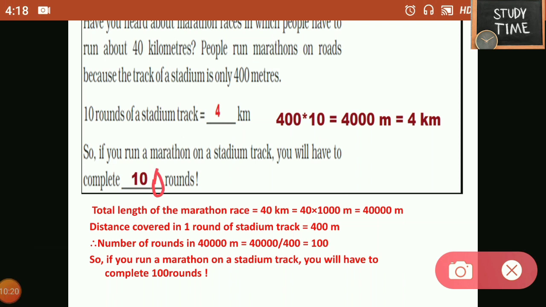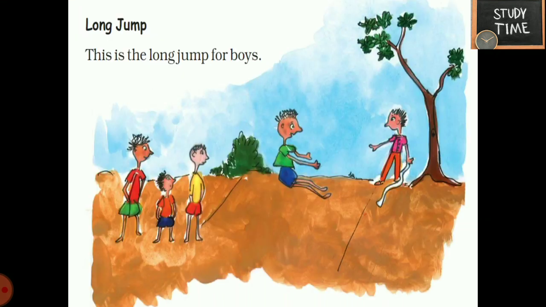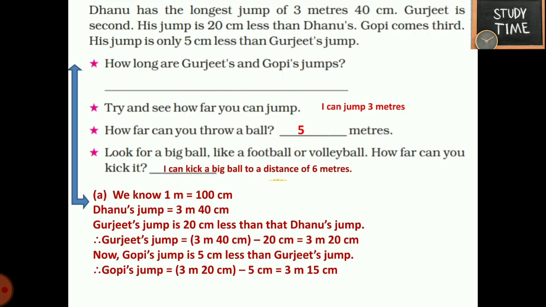Next, this is the long jump for boys. Danu has the longest jump of 3 meters 40 centimeter. Gurjit is second. His jump is 20 centimeter less than Danu's. Gopi comes third. His jump is only 5 centimeter less than Gurjit's jump. How long are Gurjit and Gopi's jumps?